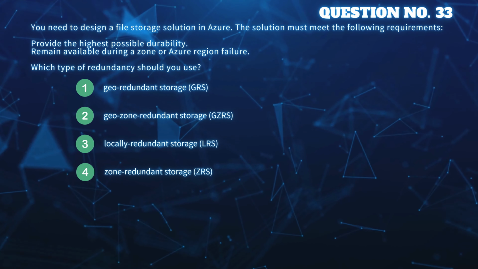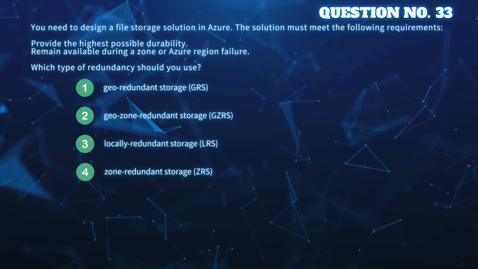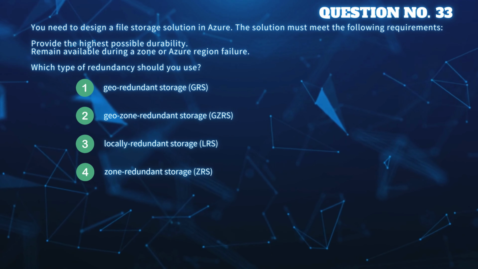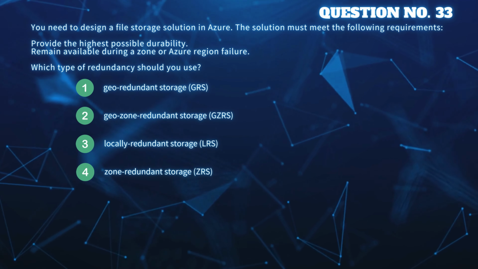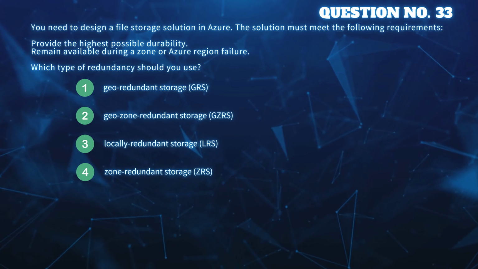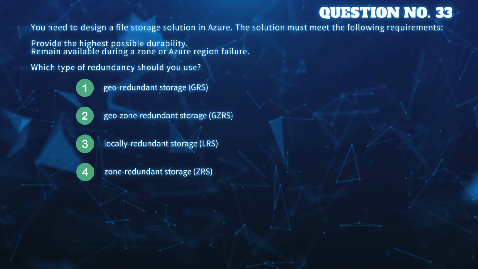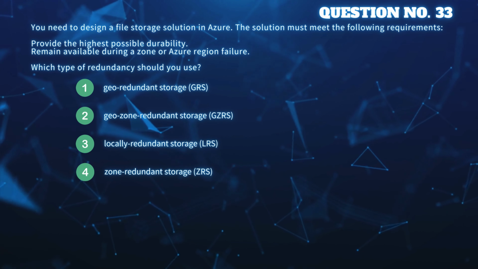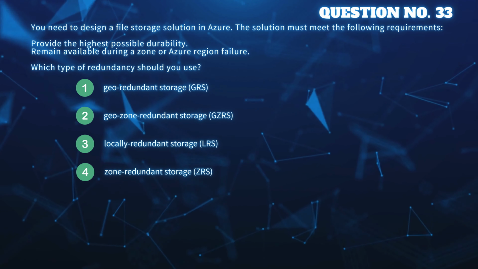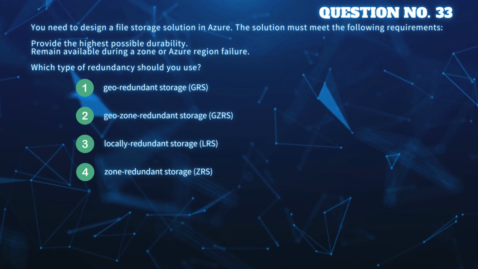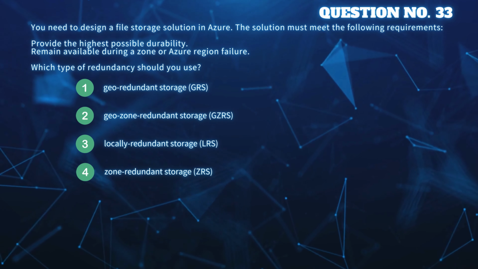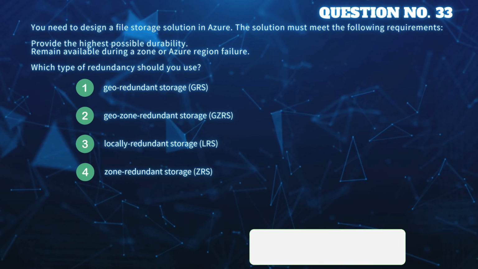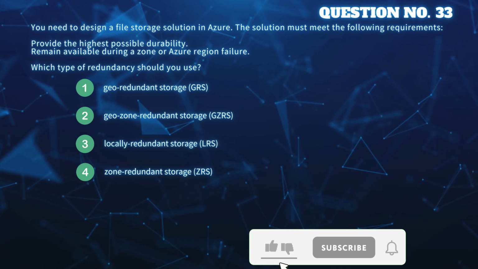You need to design a file storage solution in Azure. The solution must meet the following requirements. Provide the highest possible durability. Remain available during a zone or Azure region failure. Which type of redundancy should you use? Option 1, Geo-Redundant Storage, GRS. Option 2, Geo-Zone Redundant Storage, GZRS. Option 3, Locally Redundant Storage, LRS. Option 4, Zone Redundant Storage, ZRS.